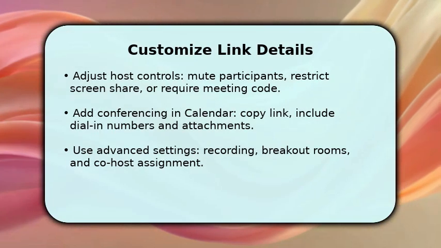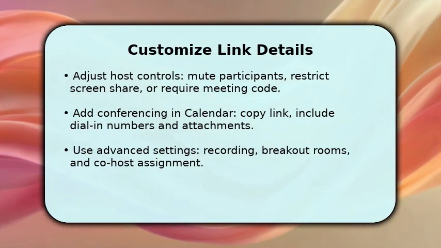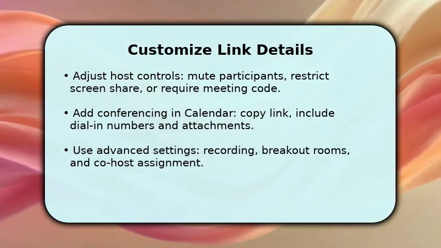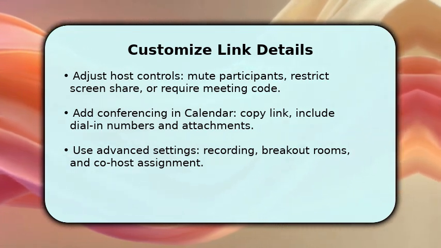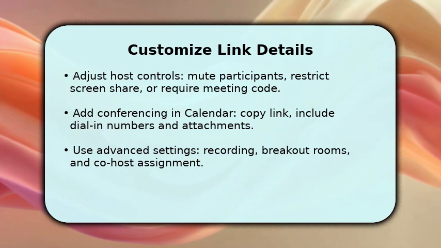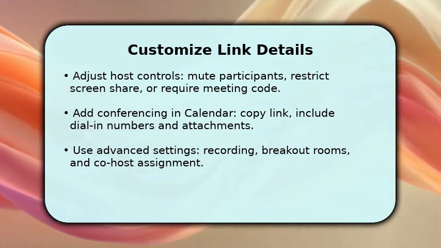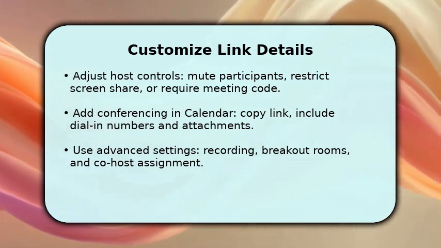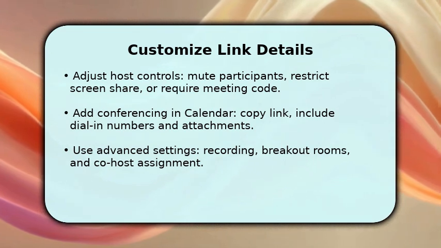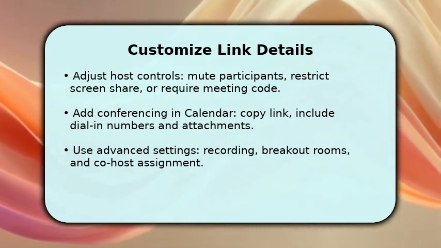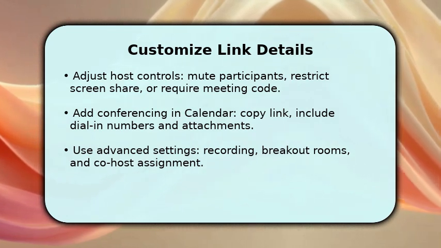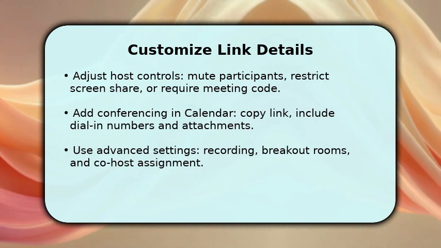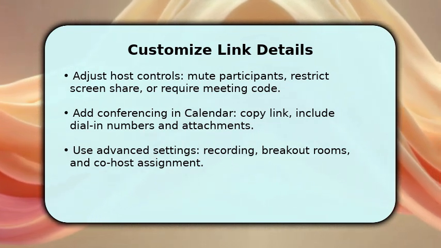Next, customize the meeting link and settings to match your needs. In Calendar, open the event and click Add Google Meet, then copy the link and paste it into invites or a chat. Adjust host controls so only you can present or mute participants. This reduces interruptions. If needed, enable recording and assign co-hosts so someone else can manage the session. Once configured, save changes so the final link reflects all permissions and extras.